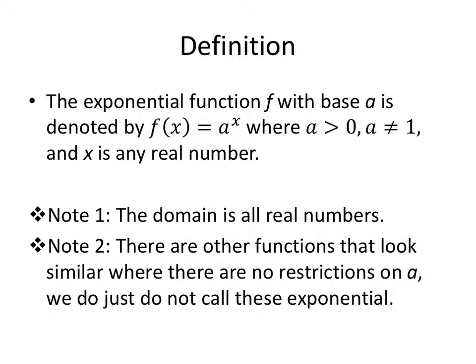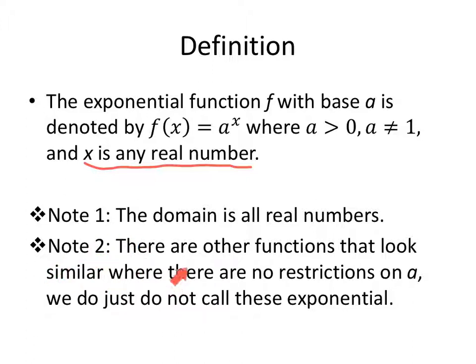So let's start with a definition. The exponential function f with base a is denoted by f of x equals a to the x, where a is positive and not equal to 1. x is any real number. So we have our domain here. x is any real number will give us our domain. So the domain is all real numbers.